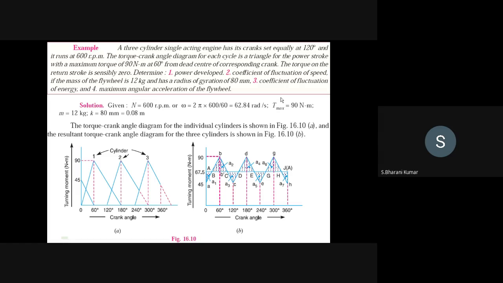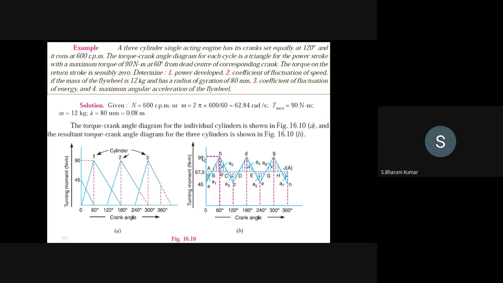So work done per cycle is 424 Newton meter, and the crank angle per cycle is 2 pi. So T mean torque equal to work done per cycle divided by crank angle per cycle. 424 divided by 2 pi equal to 67.5 Newton meter. The same thing is represented here, 67.5, the mean torque line. In the second diagram, this is the mean torque, nothing but 67.5.